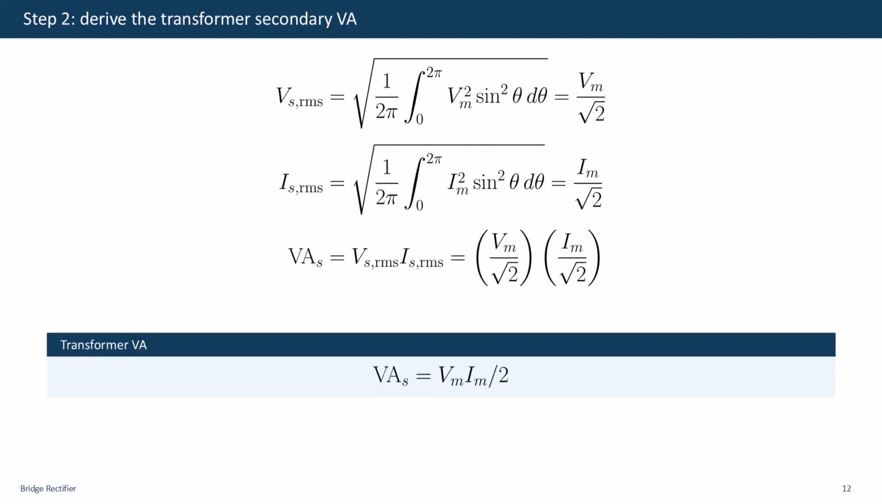The complete secondary winding carries a sinusoidal alternating current. Its direction reverses every half cycle, while its magnitude equals the load current. Therefore, the secondary RMS voltage is Vm divided by root 2, and the secondary RMS current is Im divided by root 2. The transformer secondary voltampere rating is the product of these RMS quantities. Multiplying gives Va secondary equal to Vm Im divided by 2. Unlike a center-tapped rectifier, the bridge uses the entire secondary winding during both half cycles.